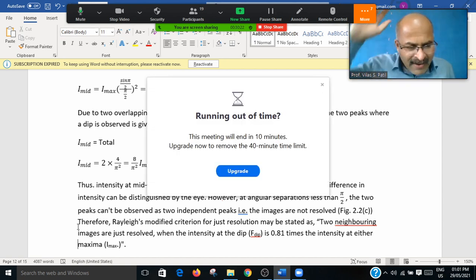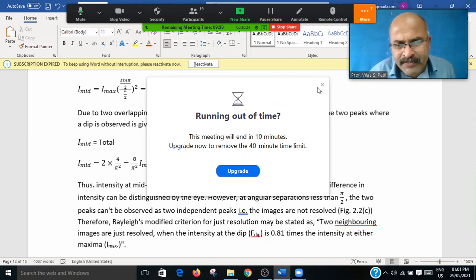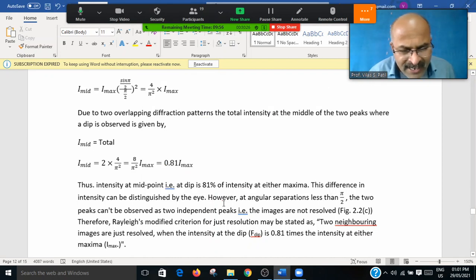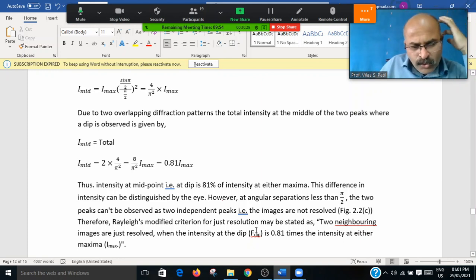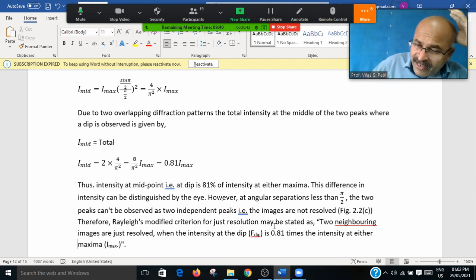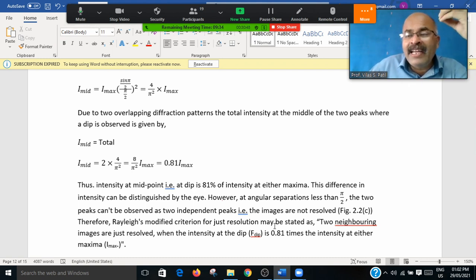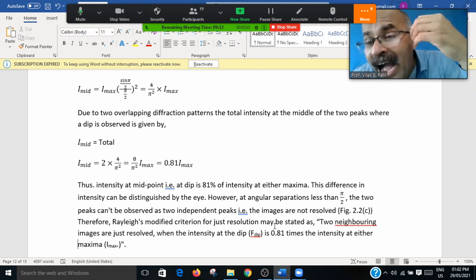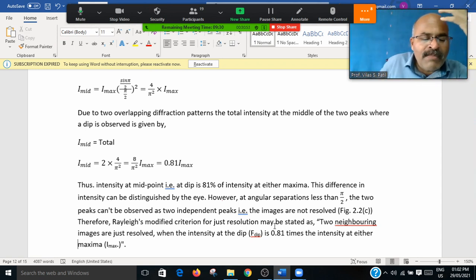Therefore, Rayleigh modified the criterion for just resolution. Just resolution, where the resolution will be started, will be given directly by the eye alone. Where the criterion is to be started, where the separation is to be started, it will be just recognized by the eye alone. Even with the eye we can recognize it.